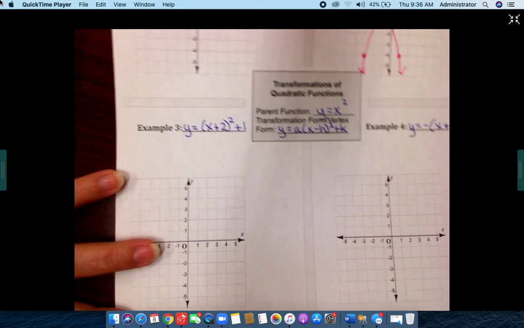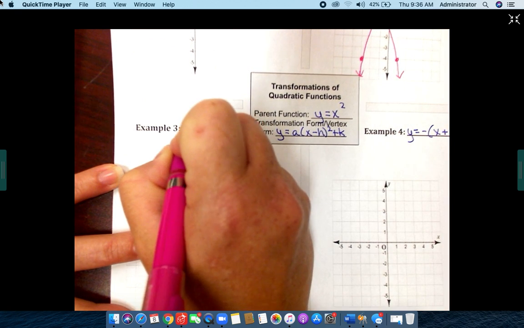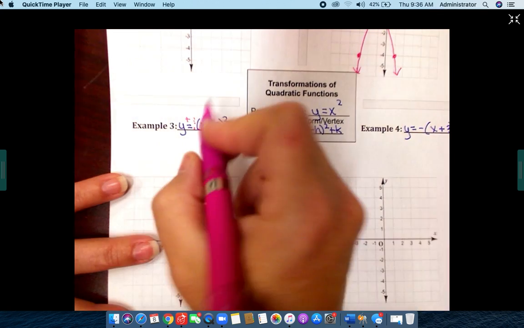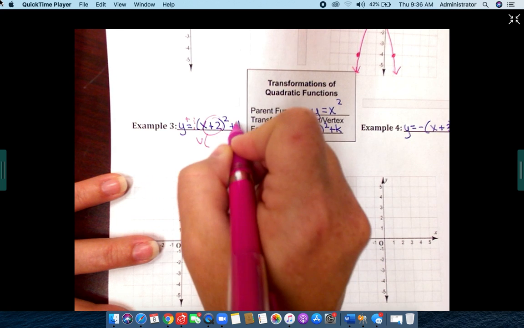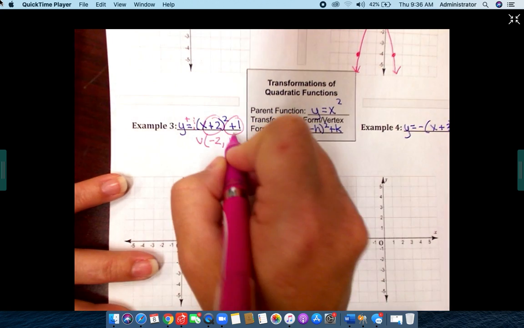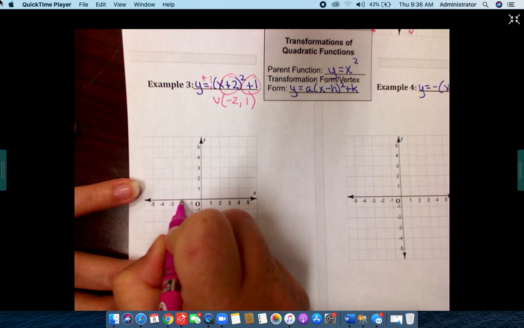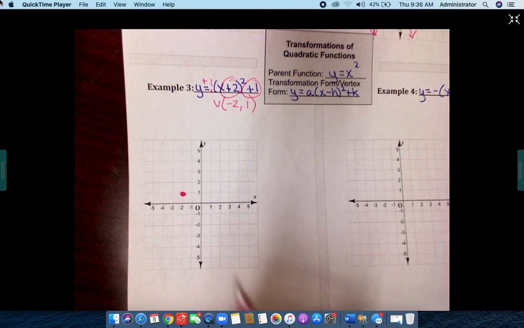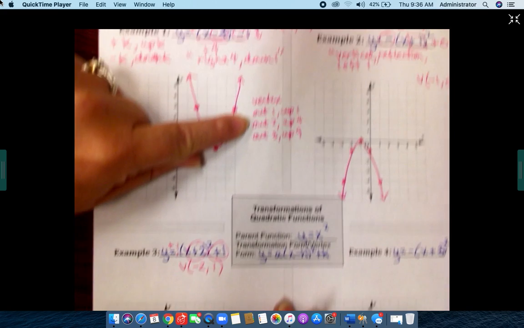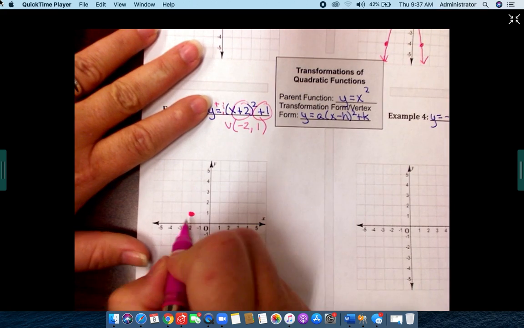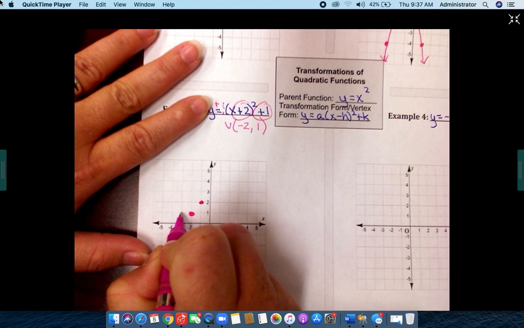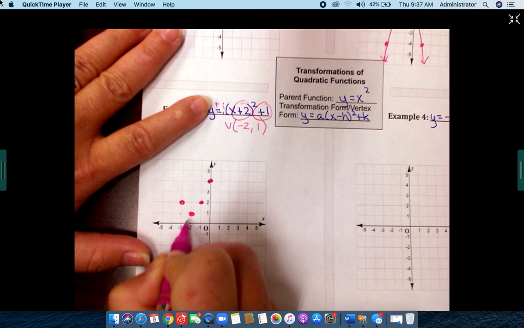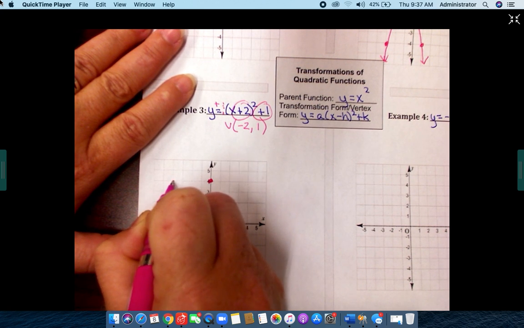So example 3, here I have an understood positive 1 as my a value. So it's going to resemble y equals x squared, but my vertex is switch, keep, negative 2, 1. So that means from my vertex, I'm going to go down 2, up 1. And because my a value is 1, I'm going to follow this same set of steps here. I'm going to go out 1, up 1 from my vertex, out 1, up 1. And that means out left and right from my vertex. Out 2, up 4, out 2, up 4.